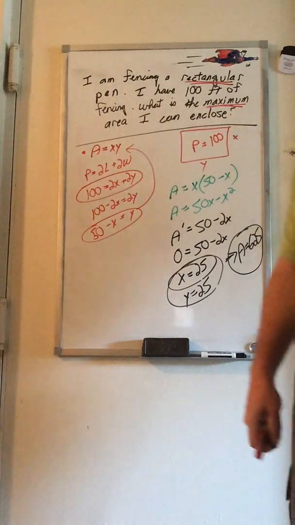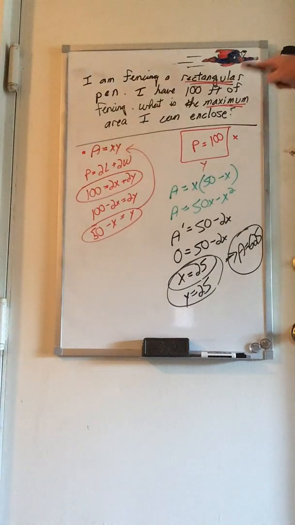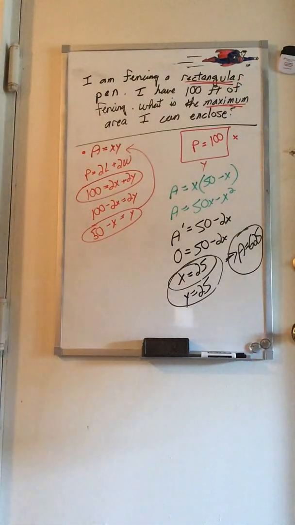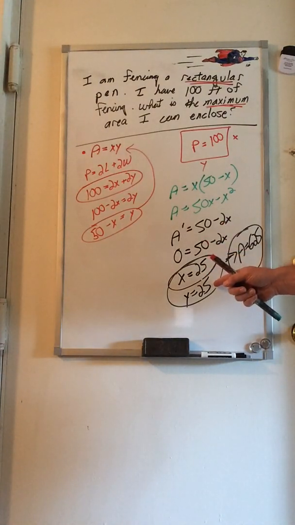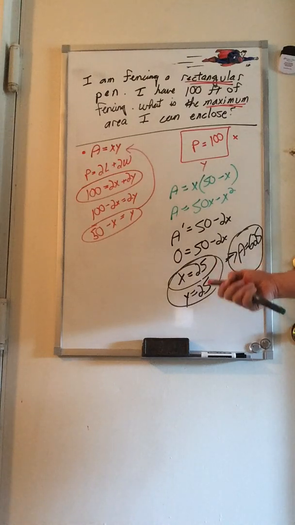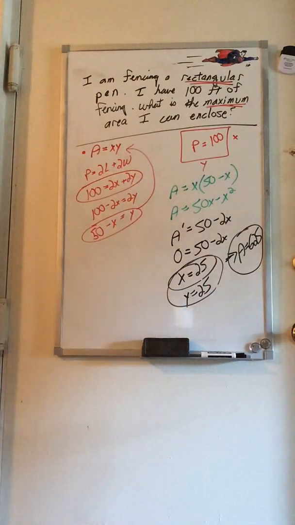The other thing to think about here, I'm told it's a rectangle, and from a real world perspective, if I have a rectangle and I have 100 feet of fencing, what would be the best shape to create? Well, according to this, something that's 25 by 25, a square. And if you think about it, that's just logical.